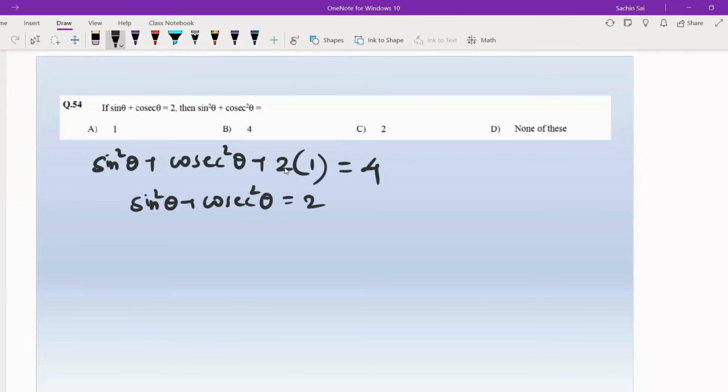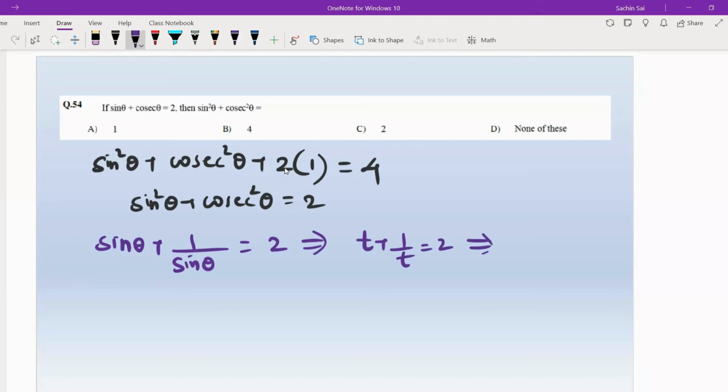So in general for this question, but let's look at the condition given closely. Alternatively, I can write sine theta plus 1 by sine theta equals 2. Right? Now let us say sine theta is t, then this is of the form t plus 1 by t equals 2. If you solve this, you'll get t equals 1.